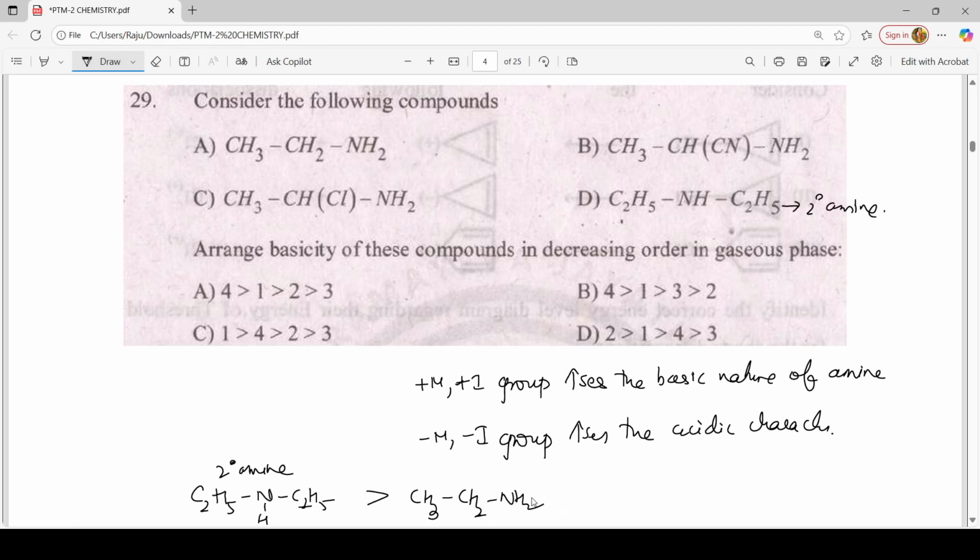Here both are plus I groups. After that, 1-chloroethanamine. This is a weak minus I group. And coming to the case of here, this is a strong minus I group. Coming to this option, 2.